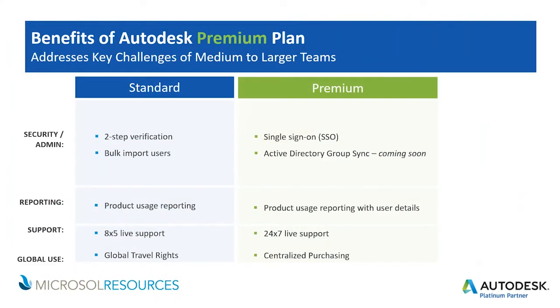So let's compare the two plans side by side. And this is good just so that you can have a recap of what's included in the default standard plan as well, right? If the features of premium plan might work best for you, the standard plan includes two-step verification to provide more secure access, bulk import, in case you have a lot of users for faster user creation. It does include product usage reporting to view and export product usage by product or version, and it's at an aggregate level. And it includes 8 hours a day, 5 days a week, Autodesk voice support for administrators and global travel rates. Now, that's all included by default in standard.